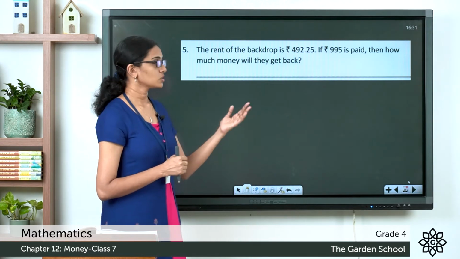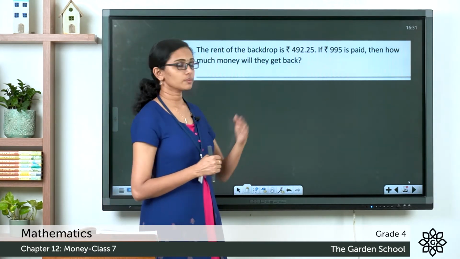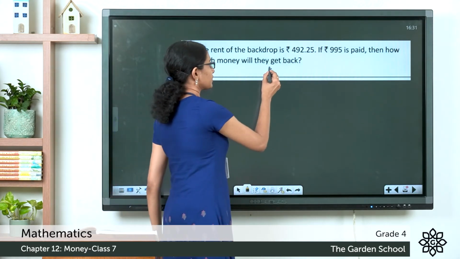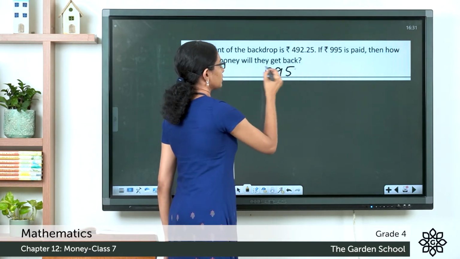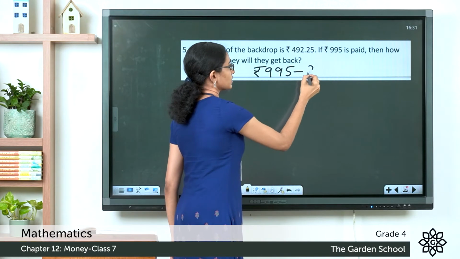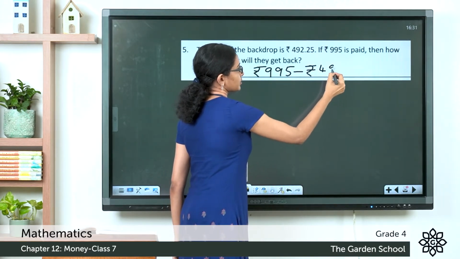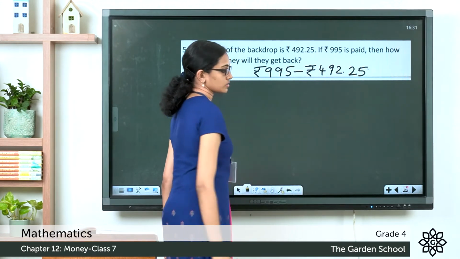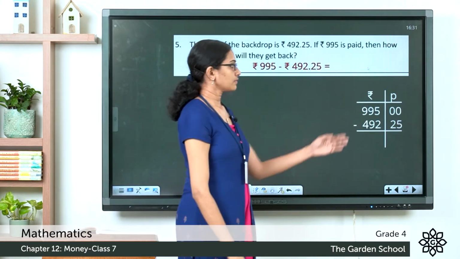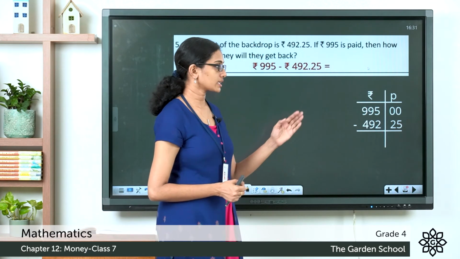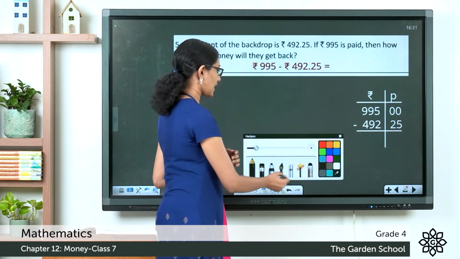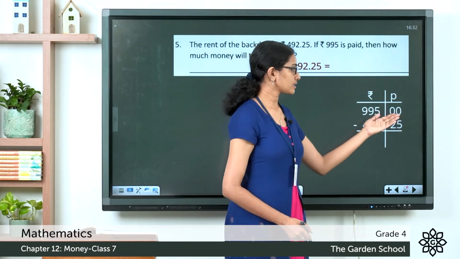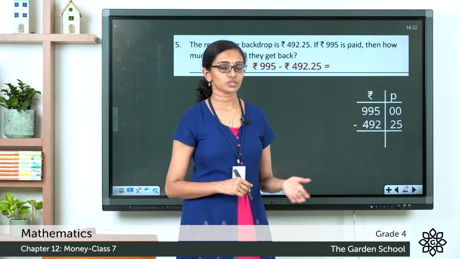How do we find it? Just subtract the rent of the backdrop from the money they paid. That is 995 rupee minus 492 rupee 25 paise. So let's do the subtraction. Here we have the given amount written in proper columns. So starting the subtraction from the paise column, here we have 0 paise minus 25 paise, which is not possible.